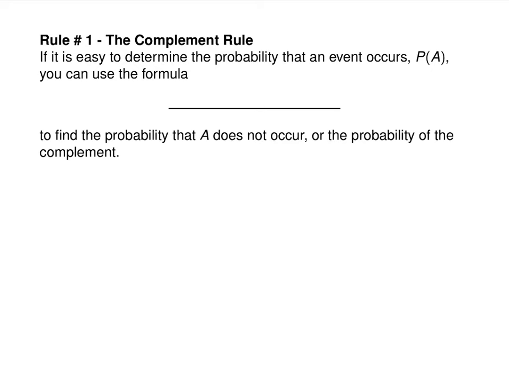So if you know an event A occurs, you can use the formula P of A complement equals 1 minus P of A to find the probability that A does not occur. And remember, that comes from the fact that P of A plus P of A complement has to equal 1, because A and A complement together contain all the events in your sample space and nothing in common. So solving for the probability of A complement, your probability A complement is 1 minus P of A.